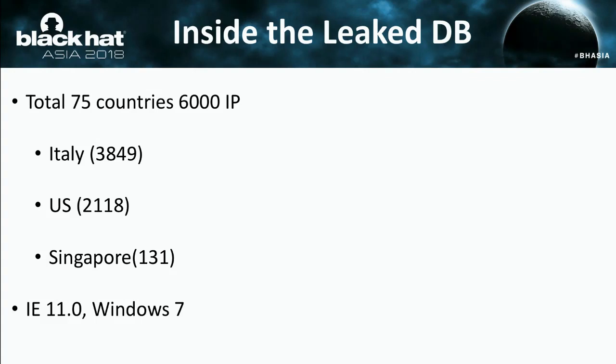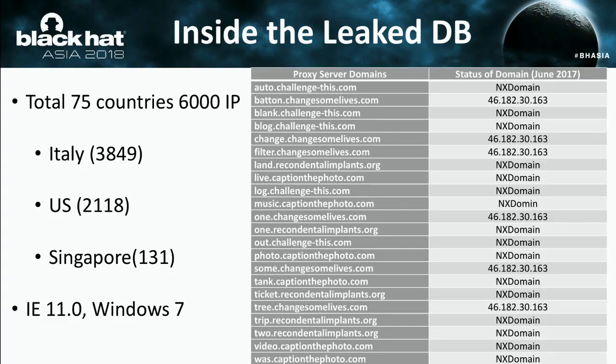And IE11 and Windows 7 are the top browser and operating system highly exploited by using the rig2 exploit. And here we have some of the data, and this is the actual proxy server domain. While we analyzed and redeployed this attack infrastructure in our environment, we did the analysis in June 2017, last year. So some of these domains were still alive at that time, resolving to one single IP address from Russia.